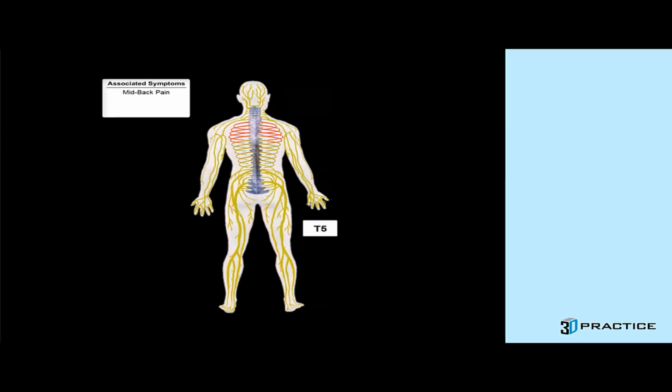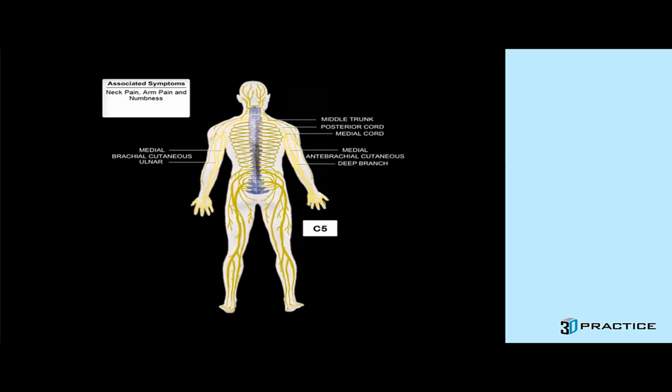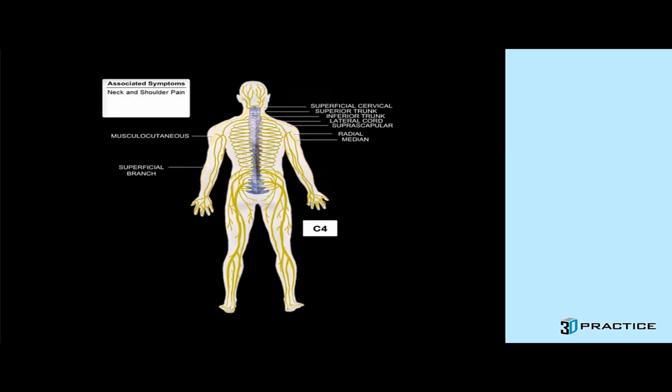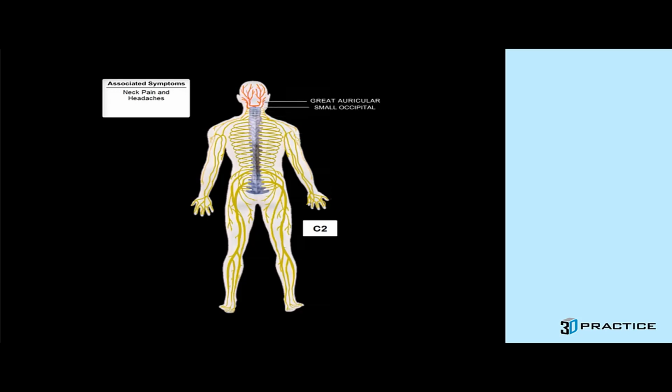A bulging disc in the lower cervical region may cause pain to radiate down the arms and into the hands. A bulging disc in the mid-cervical area may cause pain to radiate into the neck and shoulder area. And finally, a bulging disc in the upper cervical region of your spine may cause headaches and neck pain.